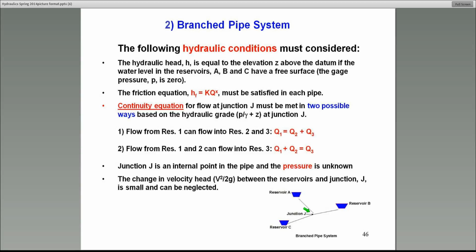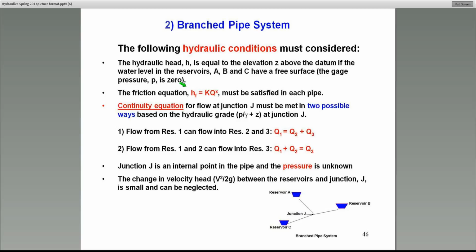In this problem, by the way, we have to recognize these are pipes. The velocity heads are small. So we're going to neglect any changes in velocity head. So all we're going to be working with is what we call the hydraulic head or the piezometric head, P over gamma plus Z term. Okay? And of course, we'll use the friction equation in this form, which I just talked about earlier.